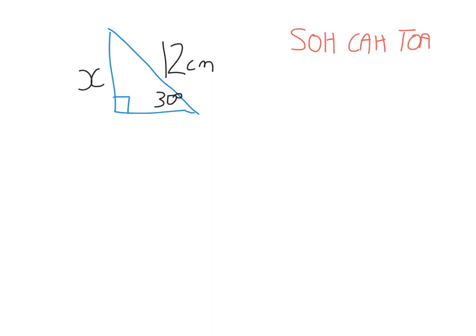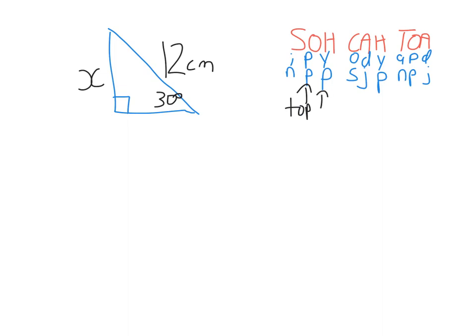There are three ratios. SOH stands for sine is opposite over hypotenuse. So if the question involves the opposite and hypotenuse, use sine. If it involves the adjacent and hypotenuse, use cos. And if it involves the opposite and adjacent, use tan. Now, sine, cos, and tan are ratios, so they're something divided by something. The first thing goes on top, and the second thing goes on the bottom. So for sine, it's sine theta equals, so sine of the angle equals the opposite on top, hypotenuse on the bottom. We know that because opposite is first, it goes on top.